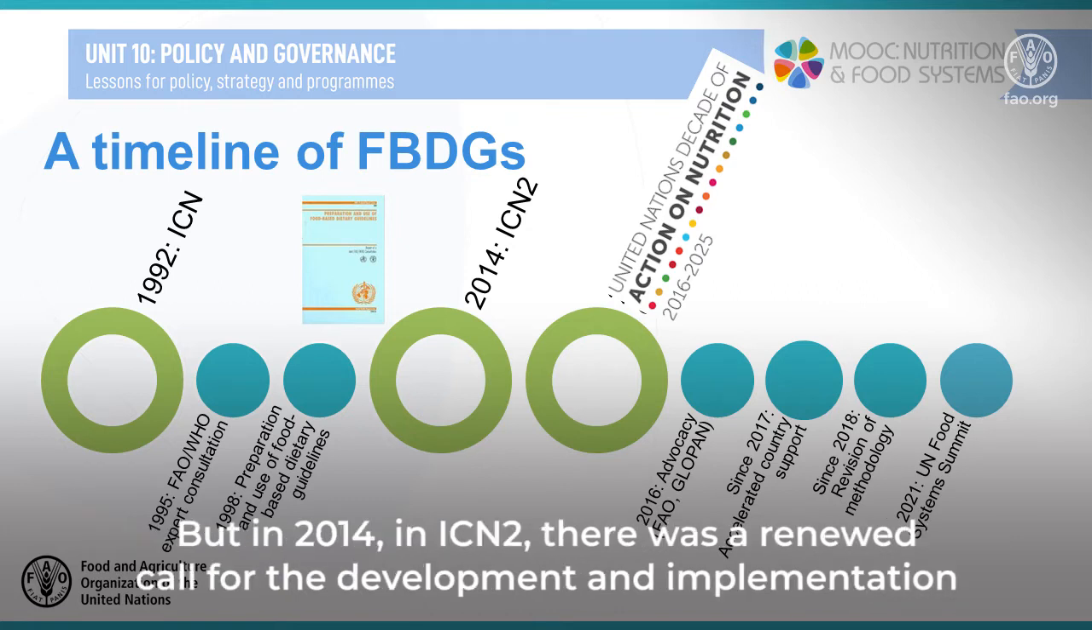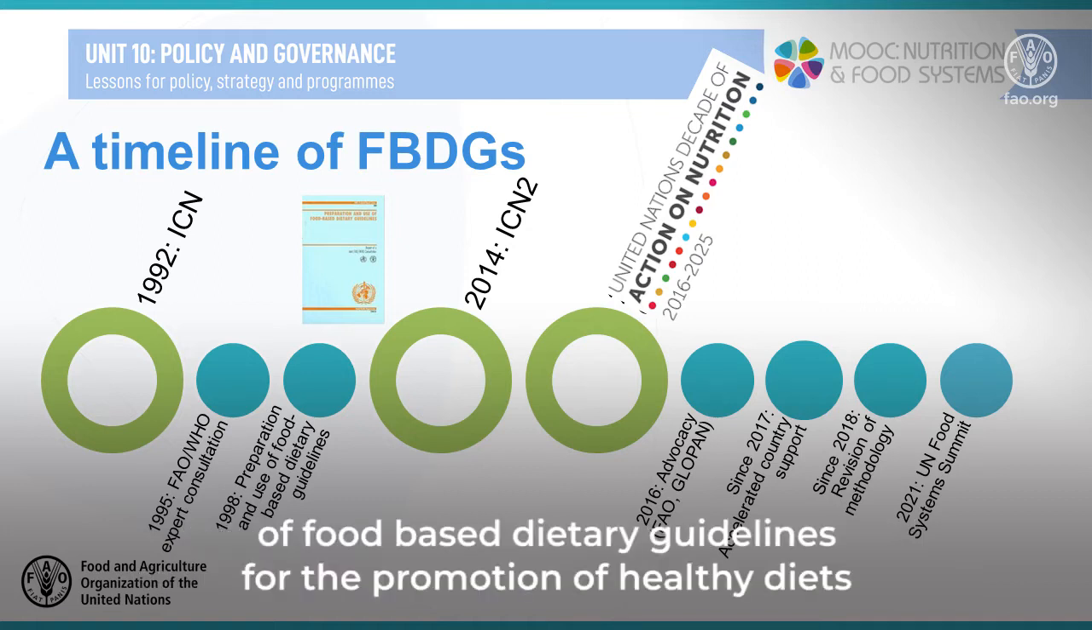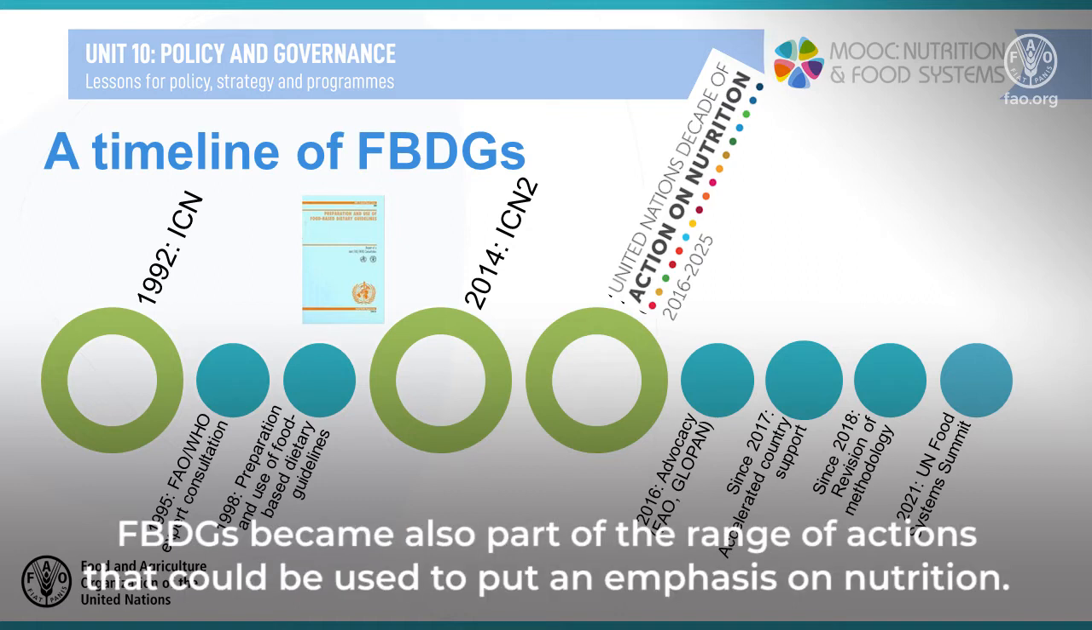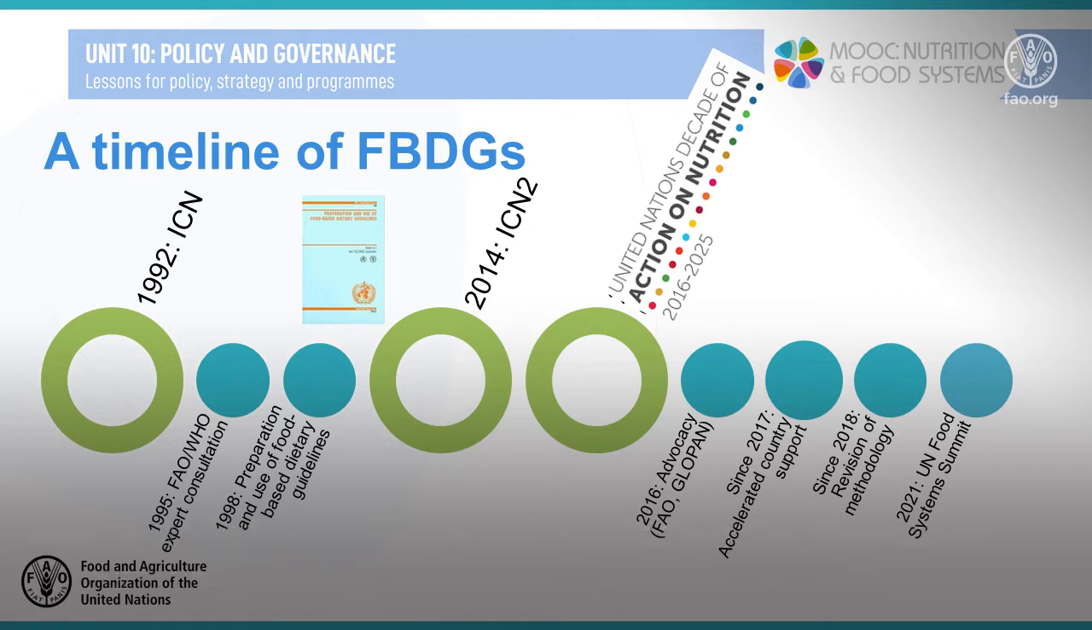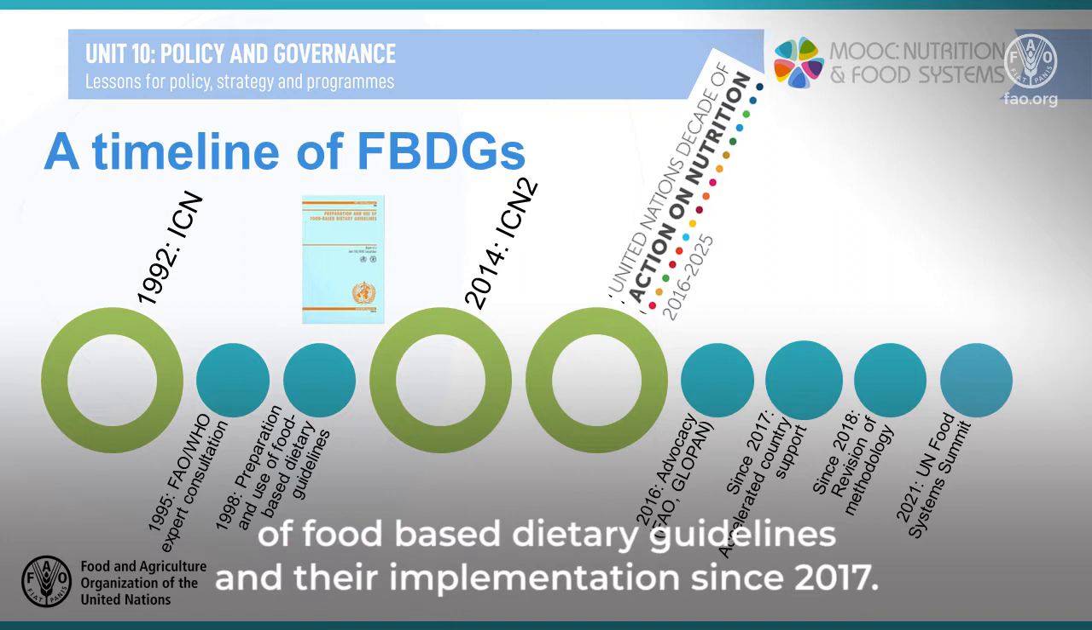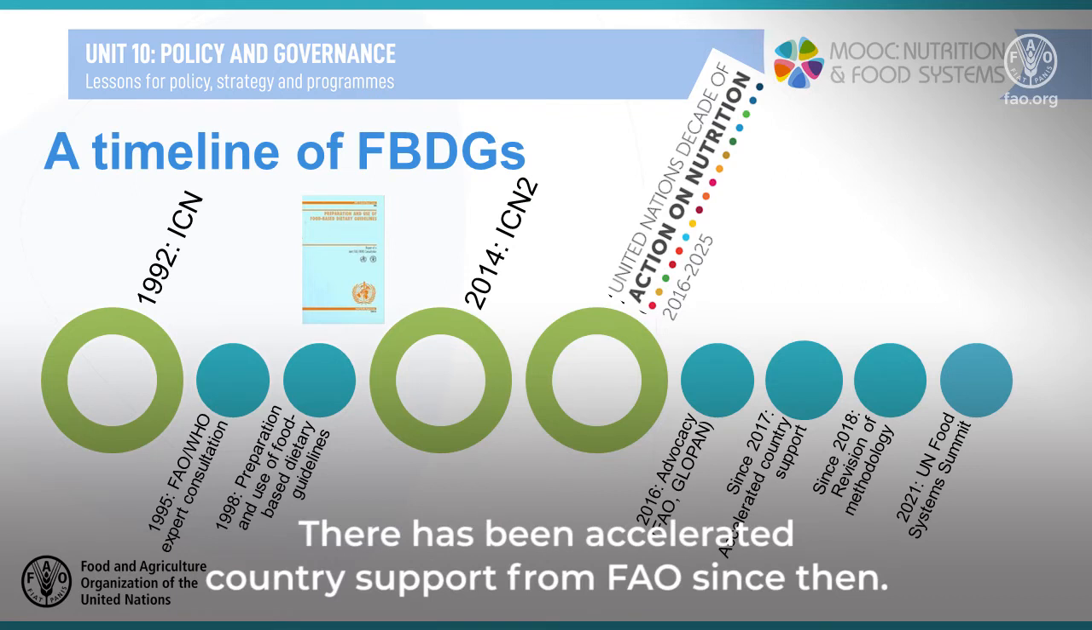But in 2014, in ICN2, there was a renewed call for the development and implementation of food-based dietary guidelines for the promotion of healthy diets, and with the United Nations Decade of Action on Nutrition in 2016, FBDGs became also part of the range of actions that could be used to put an emphasis on nutrition. And so, FAO, GLOPAN, and others advocated very strongly for the development and revision of food-based dietary guidelines and their implementation. Since 2017, there has been accelerated country support from FAO.